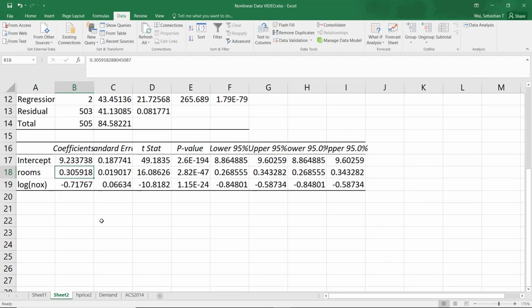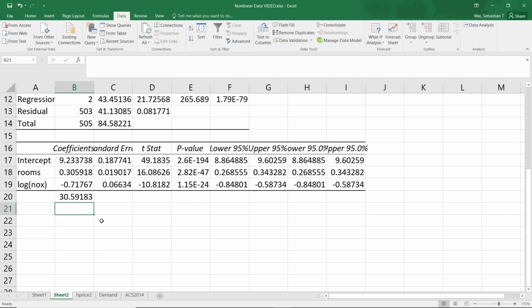Looking at the relationship between rooms and price, we now have a log-level relationship, meaning that we need to go from units for rooms over to percents for prices. So we need to take that room coefficient and multiply it by 100. This tells us an increase in the number of rooms by 1 will increase the housing prices by about 30%.